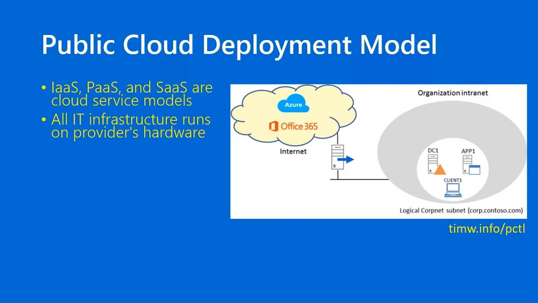The public cloud deployment model is where all the IT infrastructure that runs your applications runs on the service provider's hardware. Now, some businesses go with more than one public cloud provider in order to give themselves maximum disaster recovery capabilities, maximum flexibility. That's called a multi-cloud architecture. And of course, both Microsoft Azure and Amazon Web Services are examples of public cloud service providers.